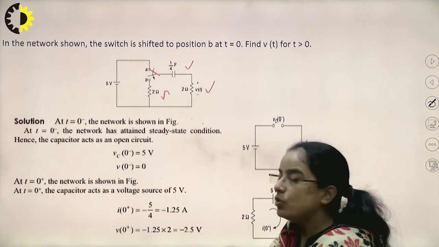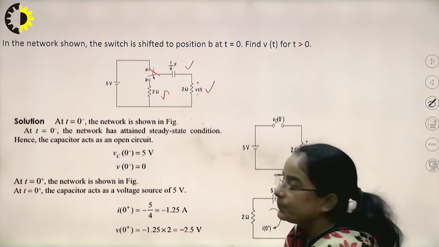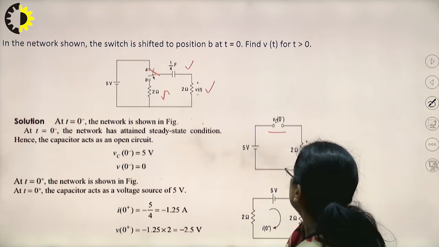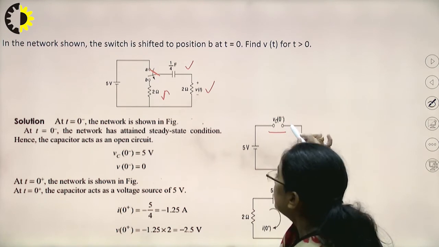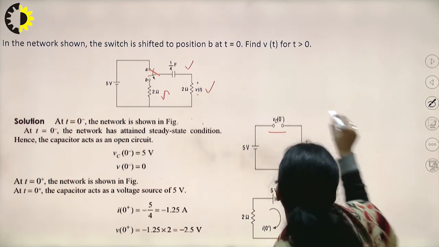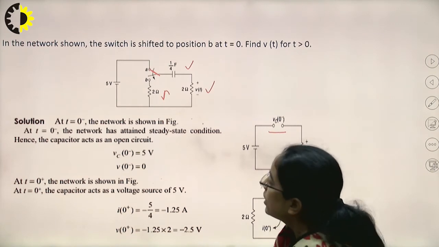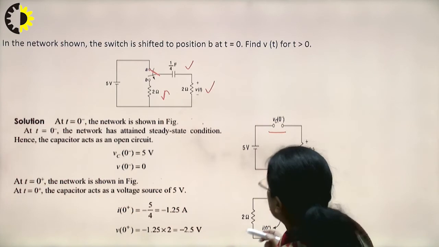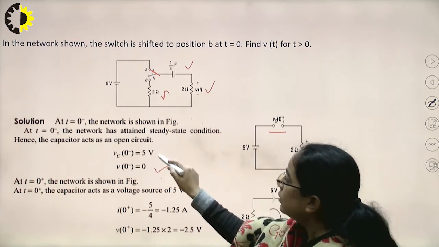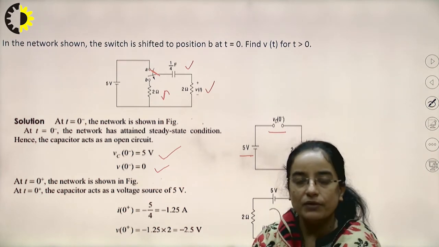Now at t equal to 0 minus, that is, before we change the switch position from A to B, the circuit was in the steady state condition, so the capacitor behaves as an open circuit. So the capacitor voltage VC is equal to 5 volt. The V(0 minus) is 5 volt, and this capacitor has attained the steady value of 5 volt, which is equal to the source voltage.